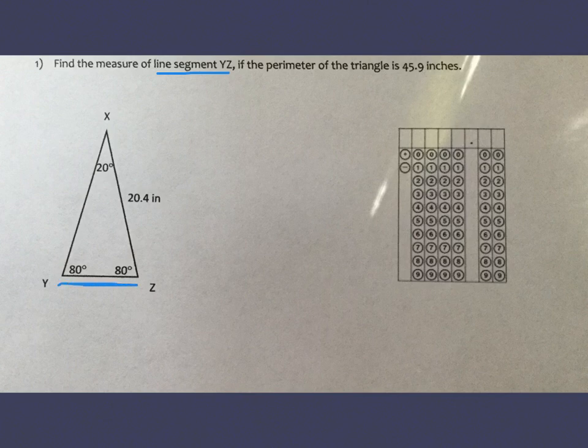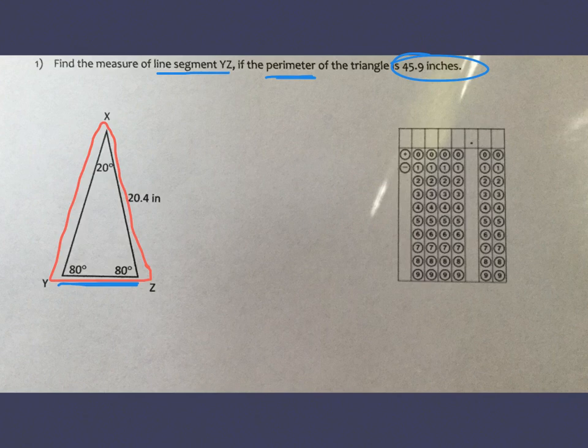YZ. What is the length of this line segment? If the perimeter of the triangle is 45.9 inches, the perimeter. Do you remember what perimeter is? If you remembered that perimeter is the entire outside of our triangle, we're going to add all 3 sides.